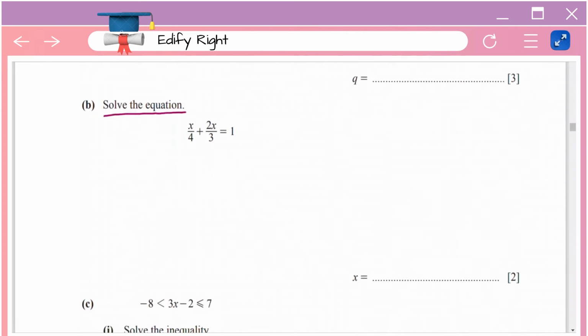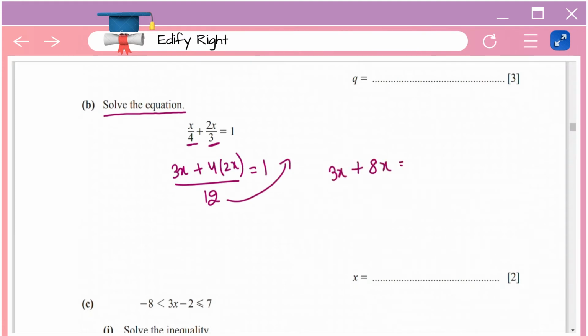Next, solve the equation x by 4 plus 2x by 3 equal to 1. So here the first thing that you do is cross multiply for the numerator. So that is 3 times x plus 4 times 2x upon 4 into 3, which is 12, equal to 1. I'm going to take this 12 to the other side. So that will be 3x plus 8x equal to 12, which is 11x equal to 12. So x is simply 12 upon 11. That's the value.